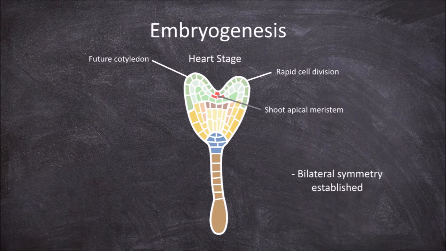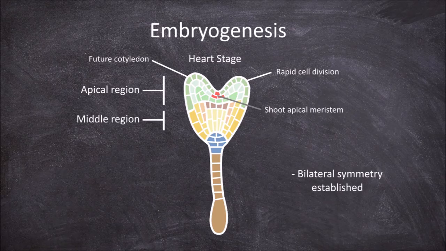The apical-basal axial patterning is even more clear at this stage, with three clear defined regions. The apical region gives rise to the cotyledons and shoot apical meristem. The middle or central region gives rise to the hypocotyl, root, and the majority of the root meristem. The hypophysis gives rise to the root meristem.